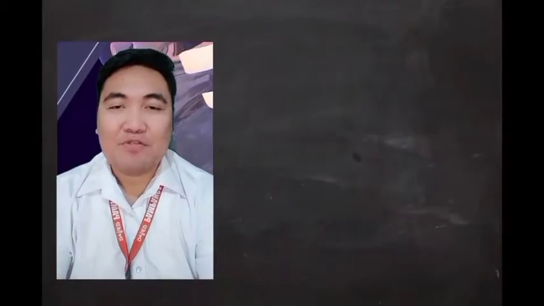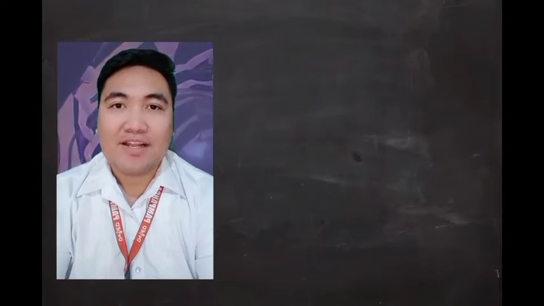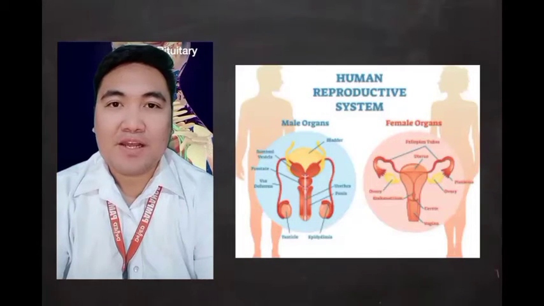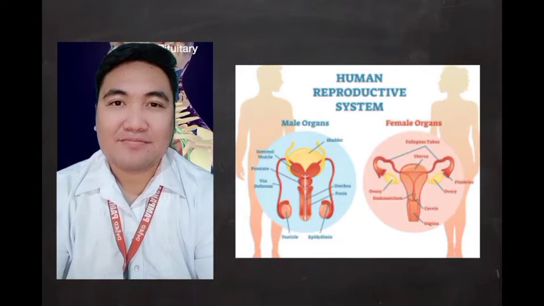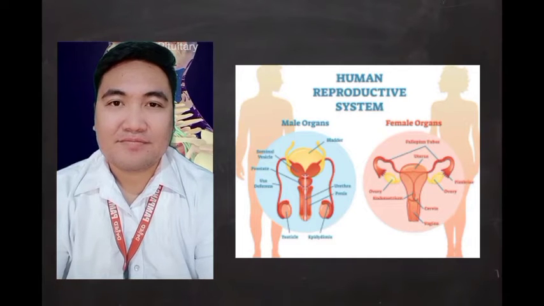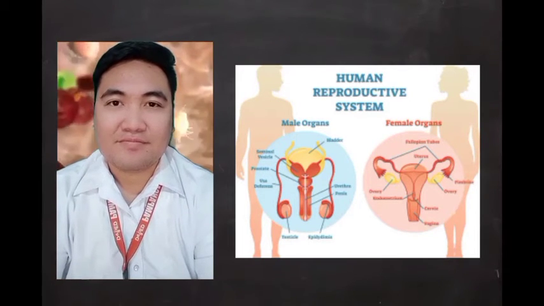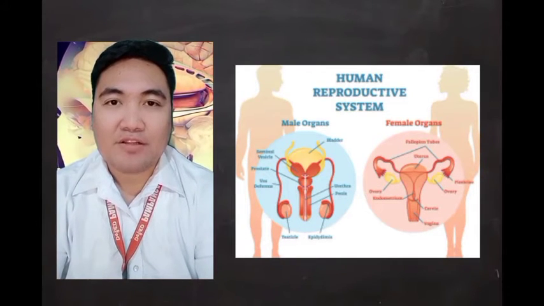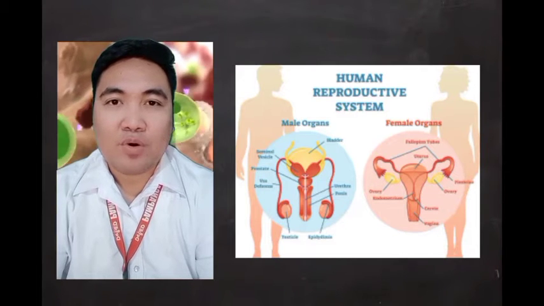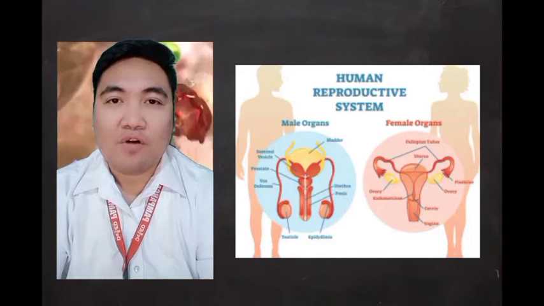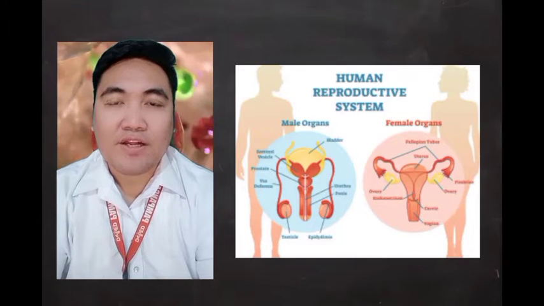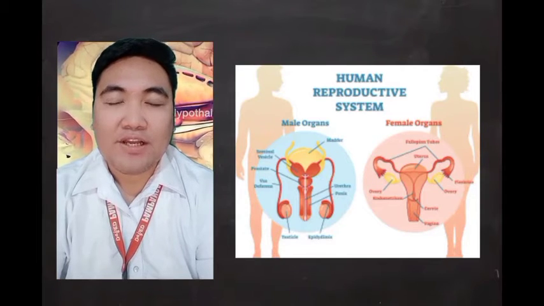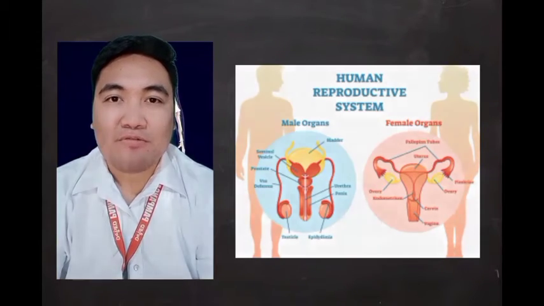Hello class, before we proceed to our video lesson, let's have first a review. Can you explain the function of female and male reproductive system? Always remember class that the female and male reproductive system plays an important role in the reproductive processes of all organisms here in this world, including us humans. The reproductive system is very important in order for every species to survive.